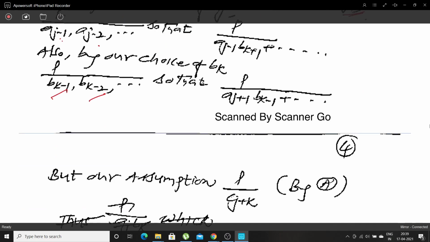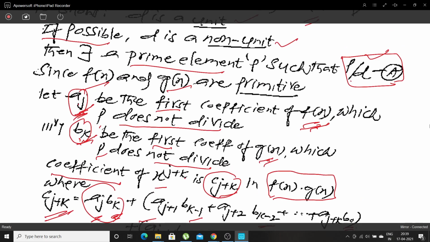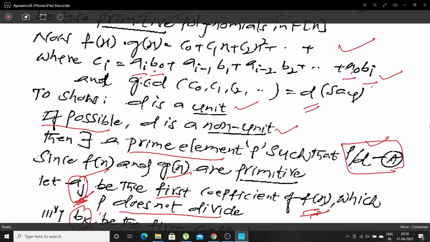But what is our assumption? Our assumption is like this: P will divide D.